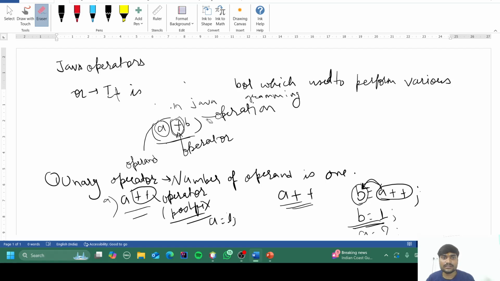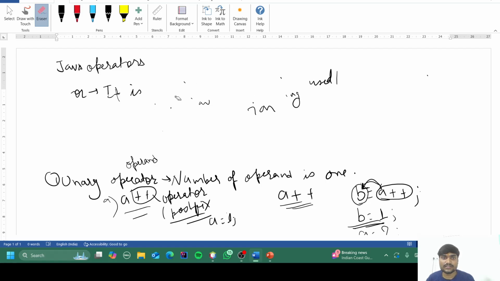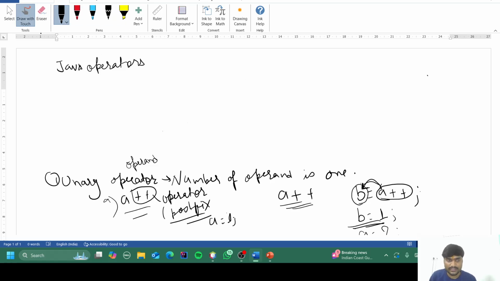Now let's move to the other one, that is prefix. Pre means before assigning the value, first the operation is performed. You can see here prefix. What does it mean to be prefix? Like minus minus a. So this one is nothing but the decrement, that means decrement by 1.